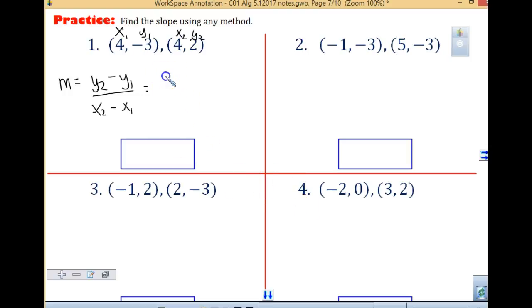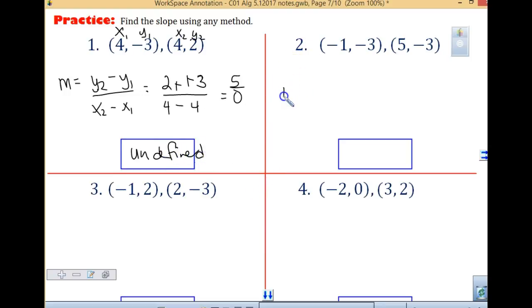So if we are looking at this one, we're going to take 2 minus a -3 divided by, we're going to take our 4 minus 4. 2 minus a -3 is the same as 2 plus 3. We get 5 over 0. Our slope should be undefined.